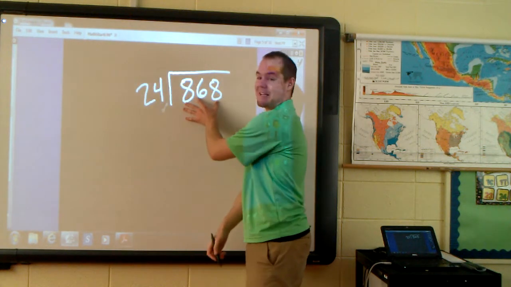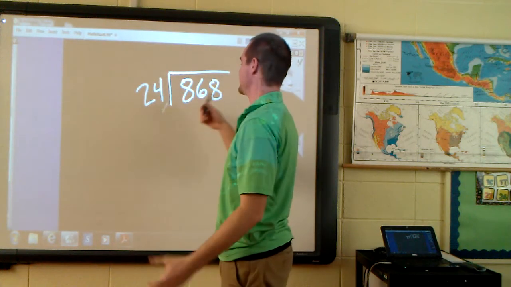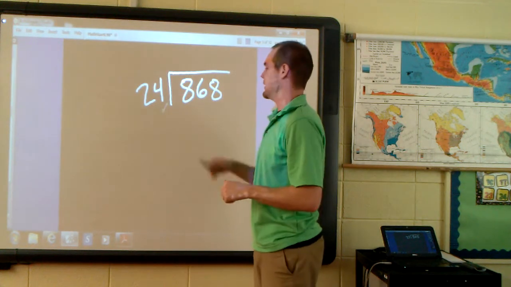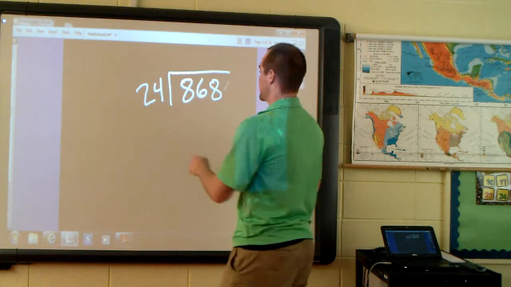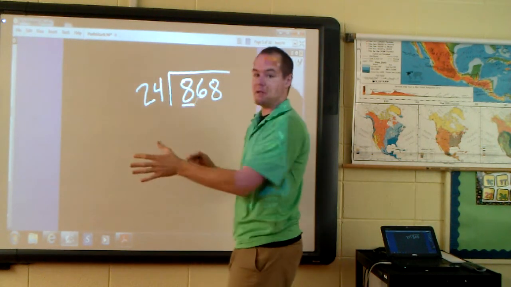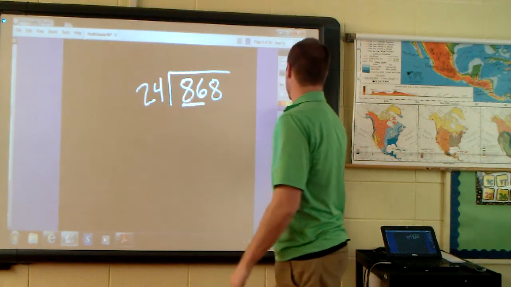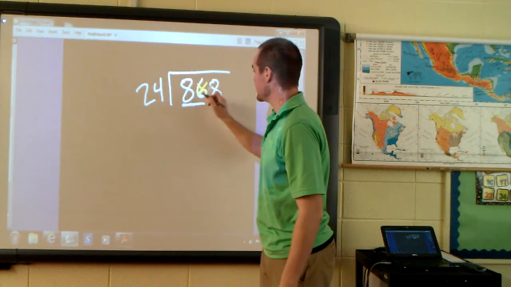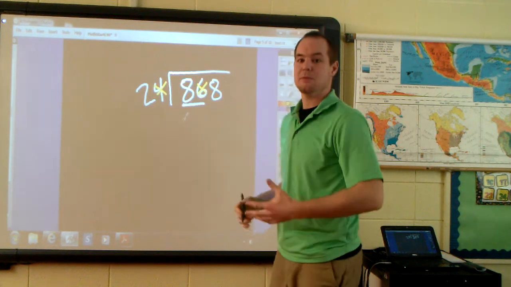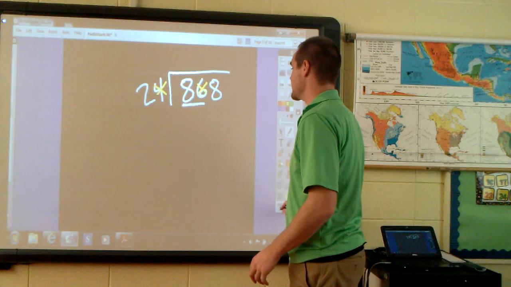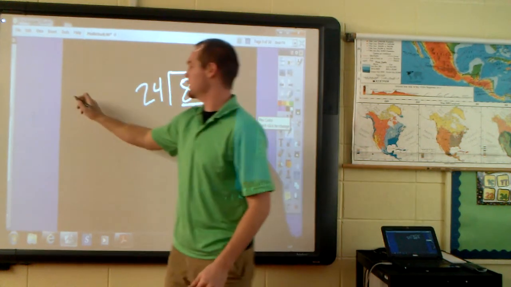Okay, 868 total students divided by 24 students per classroom will give us a pretty close estimate of how many teachers we'll need. Okay, again, 24 is obviously bigger than 8. So we need to go 86 divided by 24. Like I said earlier, if we get rid of these two numbers, 2 goes into 8 about 4 times. So that's kind of where I'm going to start.